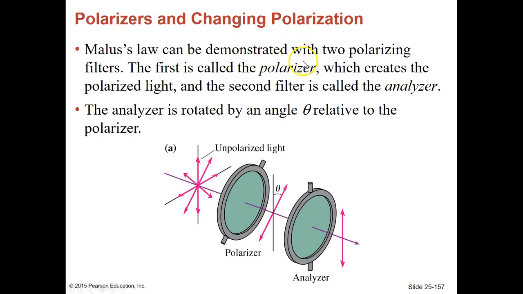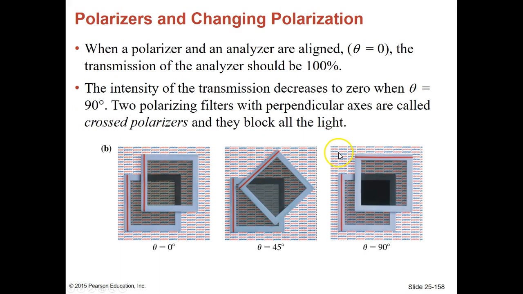We can demonstrate this with two polarizing filters. The first one is called the polarizer, that polarizes the light, and the second one is called the analyzer, and the analyzer is rotated by an angle of theta relative to the polarizer. You'll see here is our unpolarized light as it comes through. I've got the polarized light now, and now I have an angle from where the analyzer is. That's the angle that we're referring to as we go through.